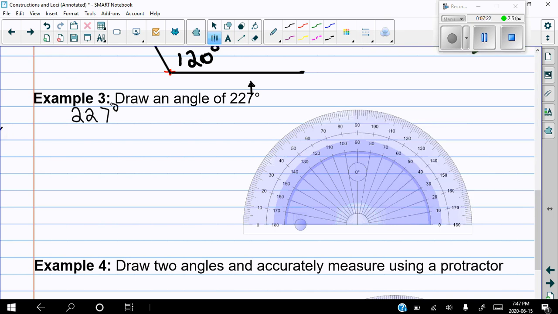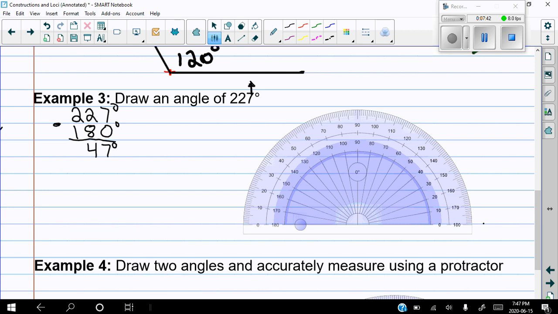So 227 degrees, and we're going to subtract off 180 degrees. I'll show you why after. So 227 minus 180 is what? 47. So we have indeed 47 degrees. So that's going to be our angle on the other side.